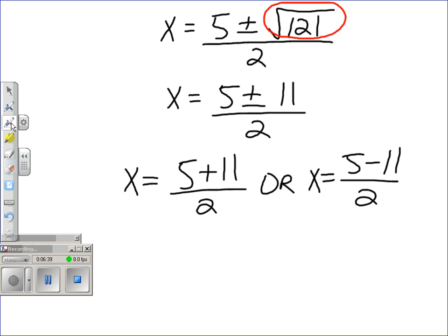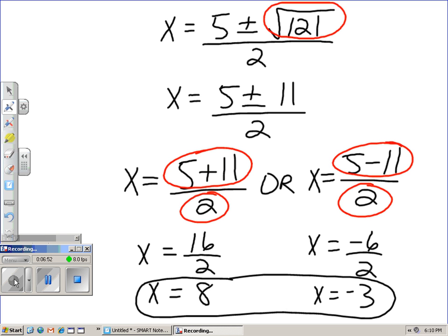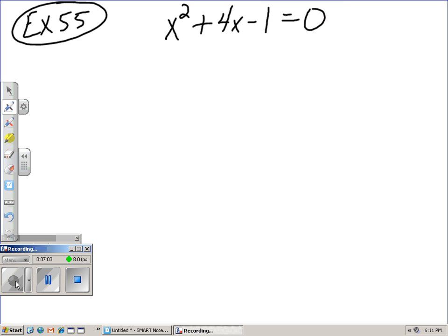So let's simplify both of those. Remember, when you're doing fractions, get the top down to one number and the bottom down to one number before you divide. And we finish it off. X equals 8 or x equals negative 3. Like I said, not a difficult process, just lots of pieces to it, and it's easy to make a mistake if you're not careful. All right, here's an example for number 55.